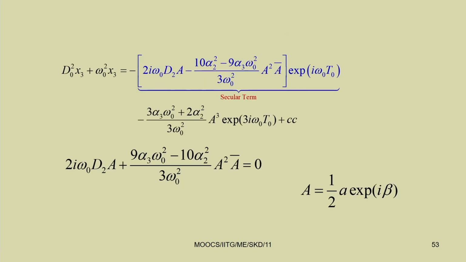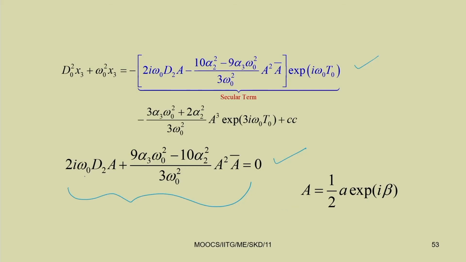Now, substituting the values of x1 and x2 in the third equation, we get this equation, and here also we have to check the term with e to the power I omega 0 t0. That term will lead to a secular term, and that term has to be eliminated. By putting this secular term to 0, we can find the required expressions, which will give our condition to find the coefficient A.